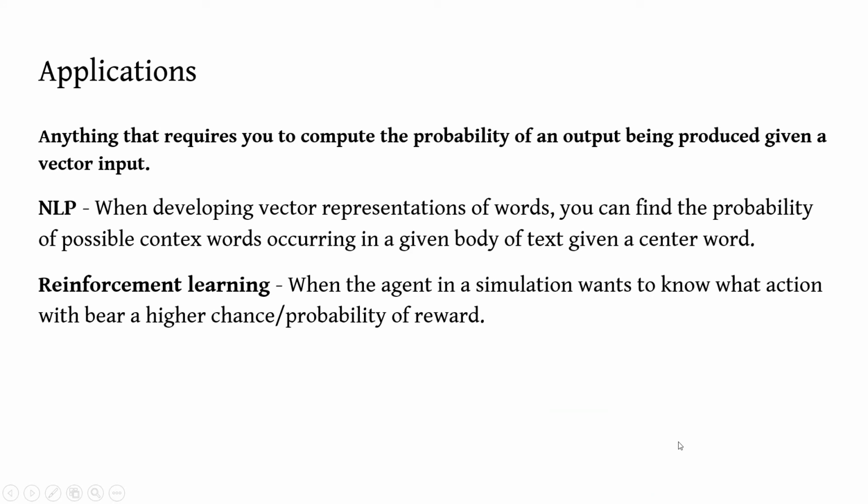So the applications of the softmax activation function range from NLP to reinforcement learning. Of course, there are many more applications out there, but these are two very popular uses. In natural language processing, when we want to construct word vector representations of words, and this is going to be in a future workshop where I discuss skipgram, you need to use the softmax activation function to create a probability distribution of all the possible context words occurring given a center word in a given corpus.